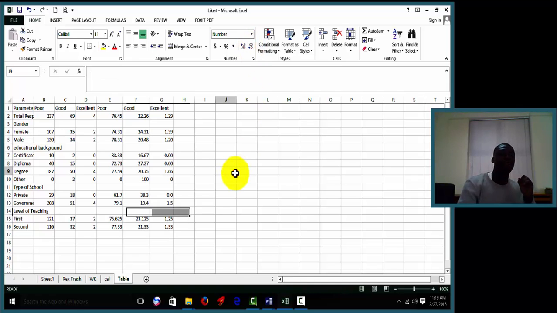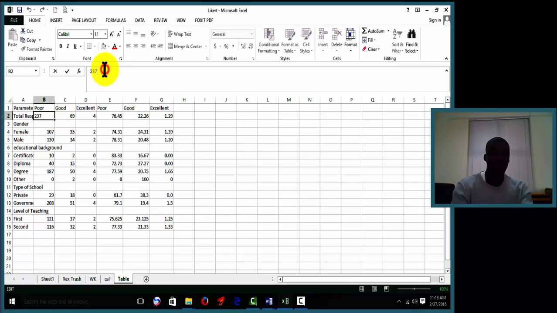Now we have this, but we have not finished our table. We cannot present a table while we have the frequencies somewhere and the proportions somewhere else. So what we want to do is put each frequency's proportion in parentheses behind it. For this one, we want to do it this way, and its proportion is going to be what? 76 point what? Let's say 0.45.